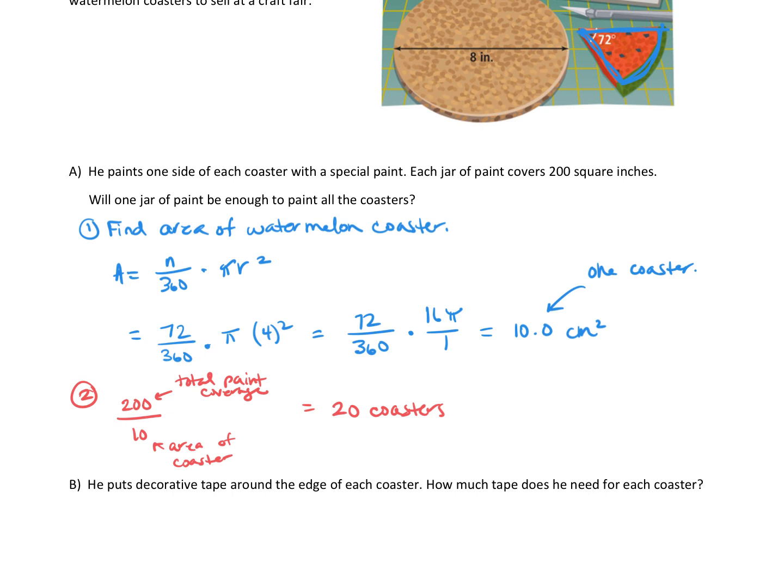So does he have enough to paint all of his coasters? How many does he have again? It said in the beginning that he's selling 18. So yeah, he does have enough paint for all 18 coasters.